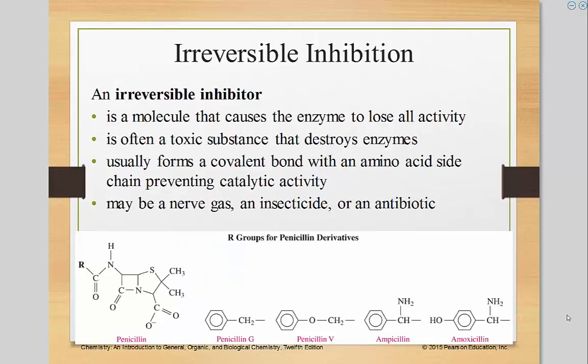An irreversible inhibitor is a molecule that causes the enzyme to lose all activity. It is often a toxic substance that destroys the enzyme altogether. It usually forms a covalent bond with the amino acid side chain, preventing catalytic activity. For instance, it could be a nerve gas or an insecticide or an antibiotic, just as a couple of examples.